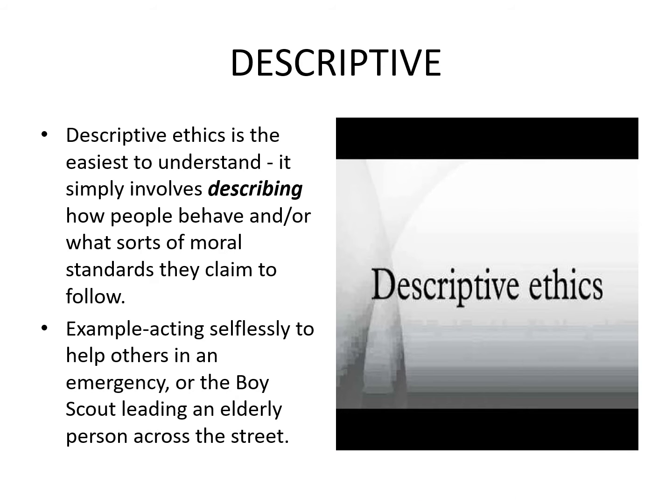So descriptive ethics is probably one of the easier terms to understand because it describes how people behave and/or what sorts of moral standards people say that they follow. So an example would be acting selfishly to help others in an emergency, or the Boy Scout who leads the elderly person across the street.